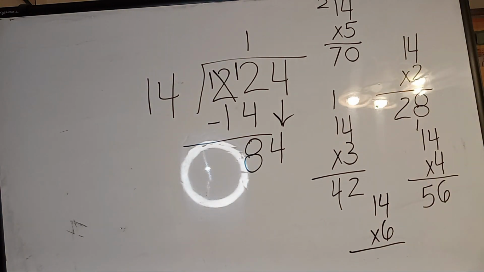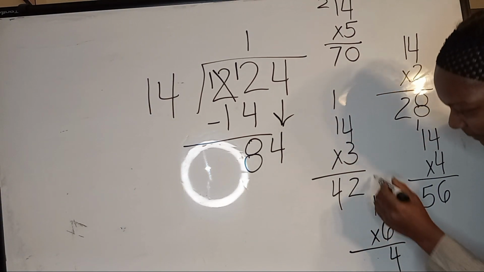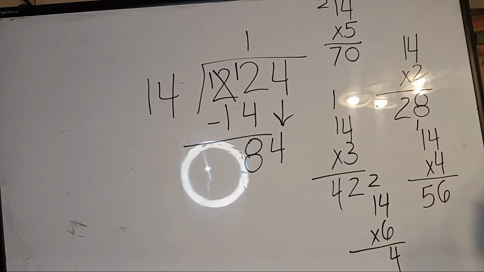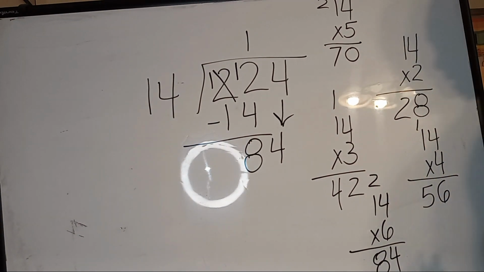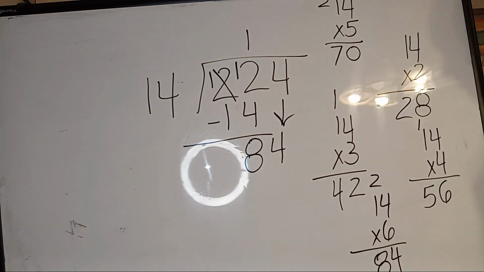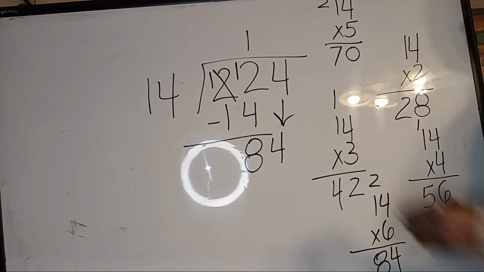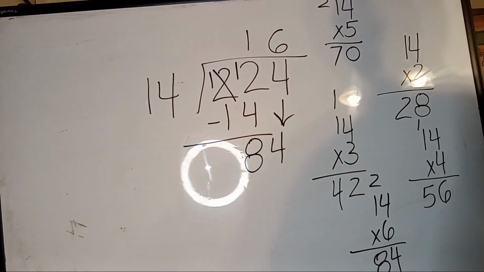6 times 4. Close. Equals 24. Exactly. Good job. 4, we carry the 2. Now, 6 times 1. Equals 6. Plus 2. 8. And there we go. And we got our 84. And how many groups did that take? It took us how many groups, Jamir? 6 groups. So we're going to put that 6 right over top of the 4.